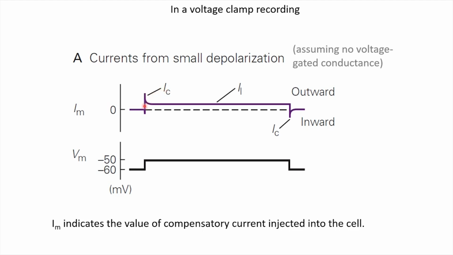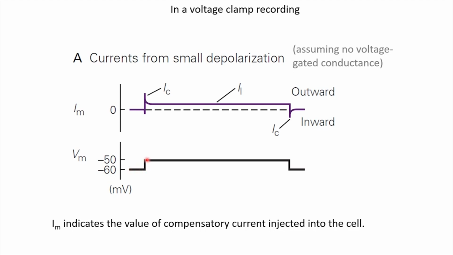Compensatory current is there in the beginning, and similarly there is an opposite compensatory current when the membrane potential goes from minus 50 to minus 60. The membrane is becoming more negative in a short span of time. So there is negative compensatory current at that time, and then it becomes zero later. And in between, the capacitive current will be zero. Also at this resting membrane potential, the leakage currents were zero.